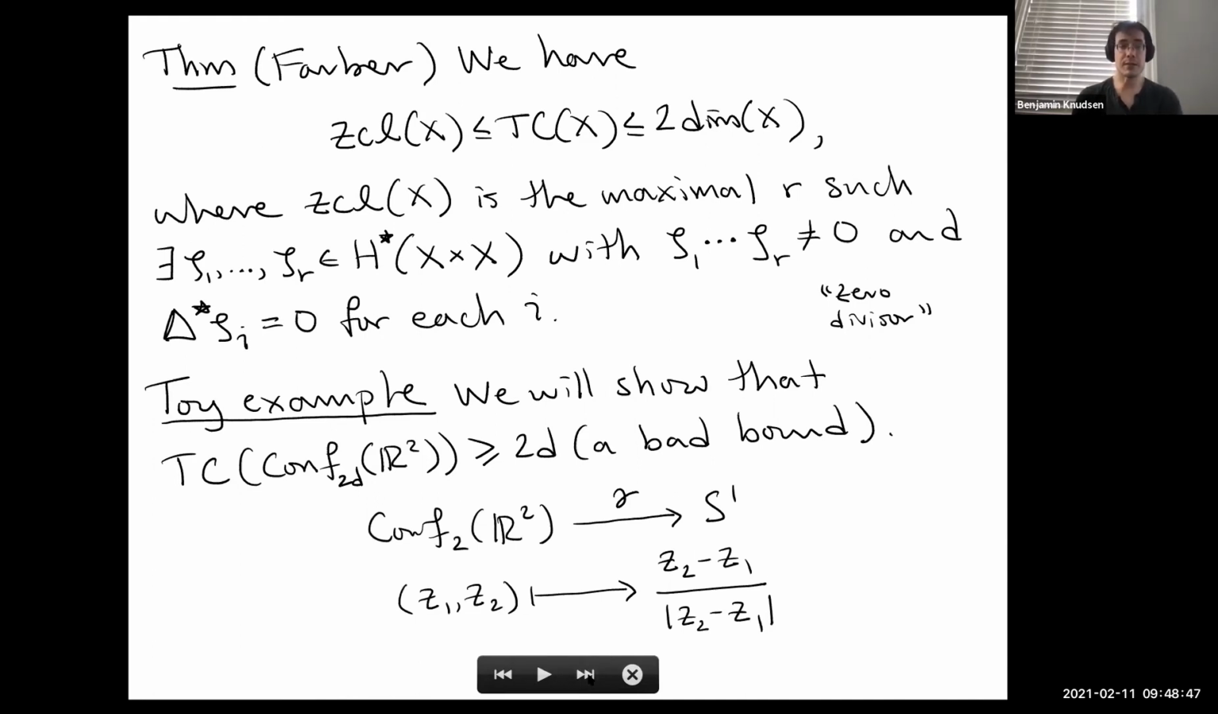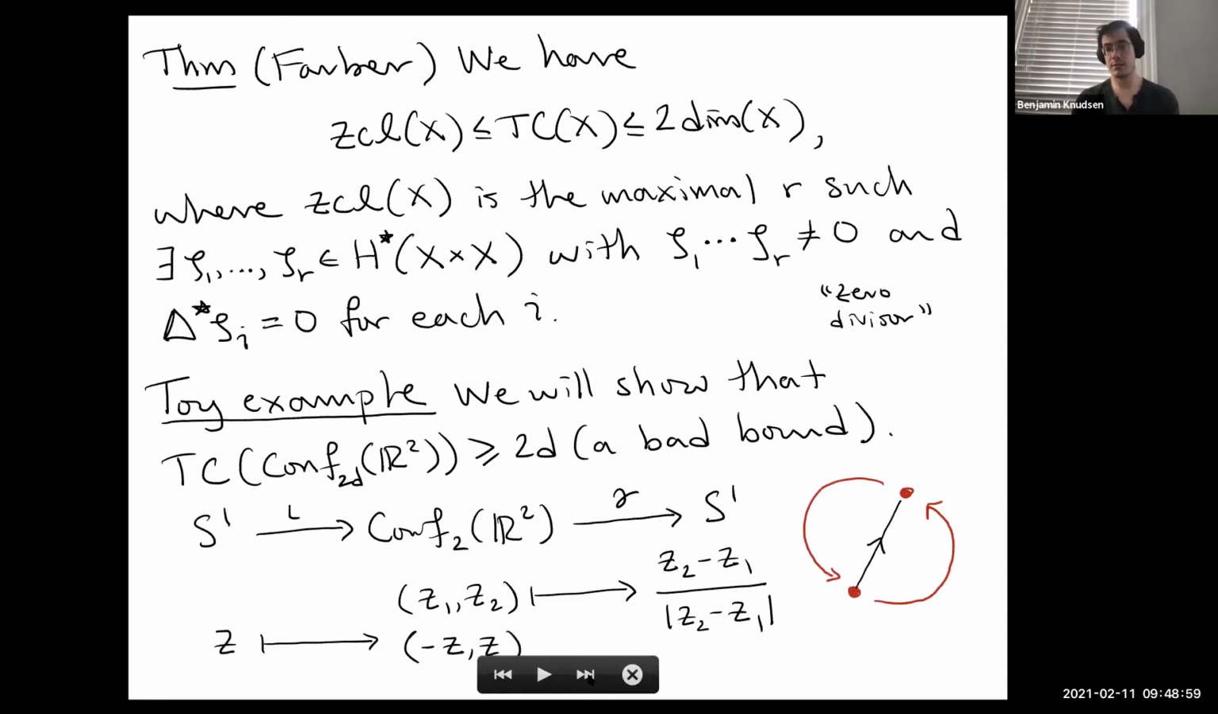Where do these cohomology classes come from? They come from the Gauss map gamma that goes from the configuration space of 2 points to the circle, and gamma just measures the unit vector from point 1 to point 2. So there's a depiction of the unit vector from point 1 to point 2, and we get a section of gamma, iota, by including the circle into the configuration space as a pair of antipodal points.